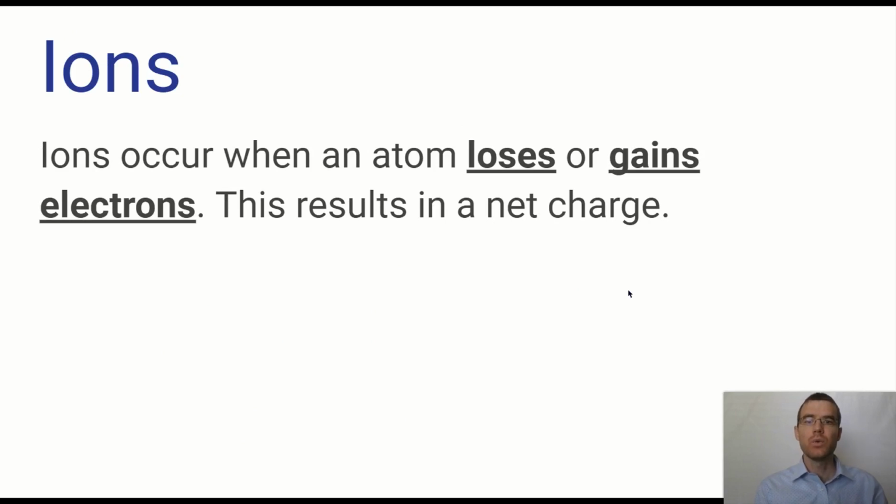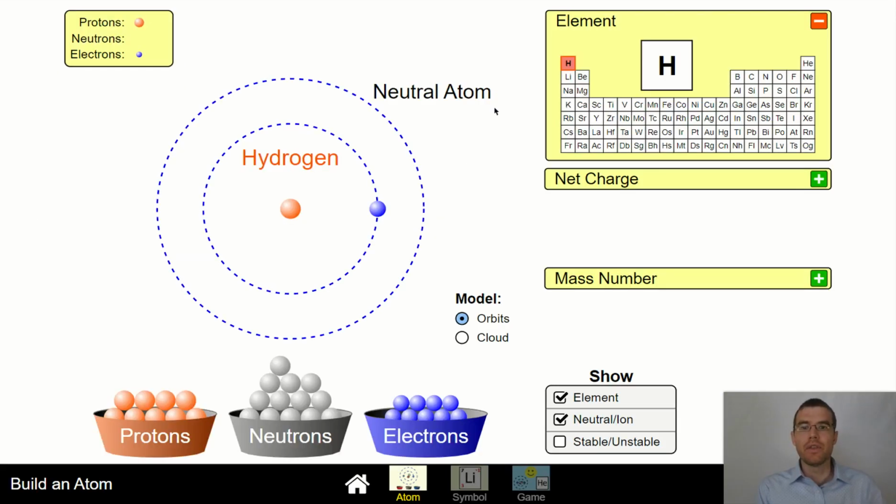So ions occur when an atom loses or gains electrons, and this results in a net charge. Now, ions deal with the gain or loss of electrons. A neutral atom is an atom that has the same number of electrons as it does protons. And so if you lose an electron, you'll see that you suddenly become a positive ion.